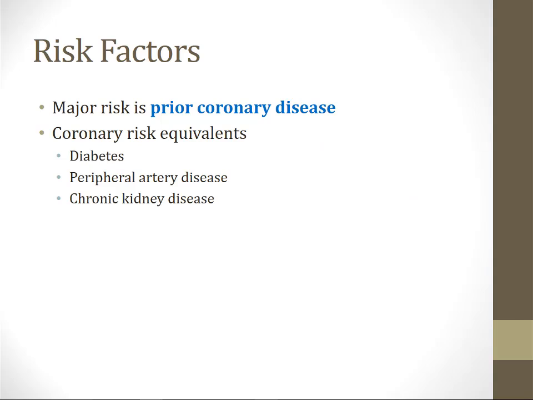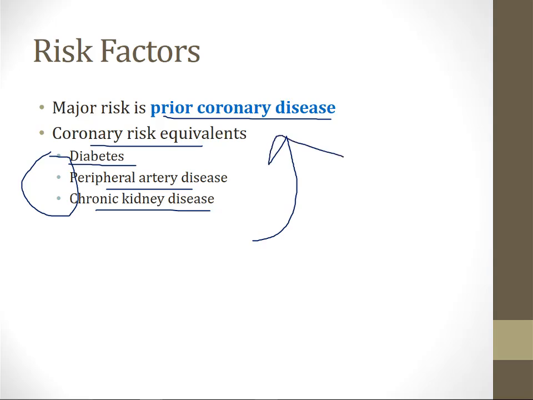The most important risk factor for developing angina or an acute coronary syndrome or a myocardial infarction is prior coronary disease. Patients who have had one episode of coronary disease are at very high risk of having another. There are also a number of conditions called coronary risk equivalents, and what this means is the risk of coronary disease among these groups is just as high as among patients who've had prior coronary disease. Coronary risk equivalents are diabetes, peripheral arterial disease, and chronic kidney disease. Patients with any of these conditions have just as high a risk of having coronary disease as a patient who has already had a coronary event.